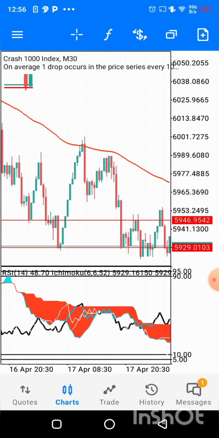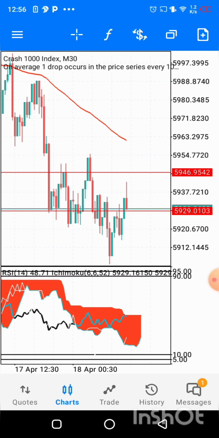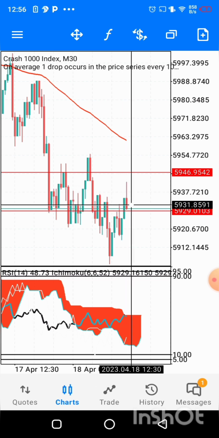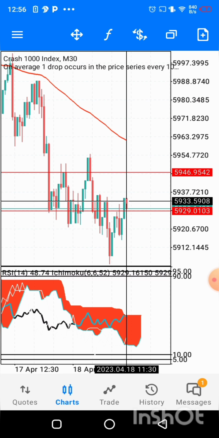So at this very point now, selling, still catching spikes on crash 1000 is not okay, because it has gotten to that level, this zone here, so it might not spike easily. So whether it spikes or not, all you need to do is just take your profits and walk out of the market. Do you understand?